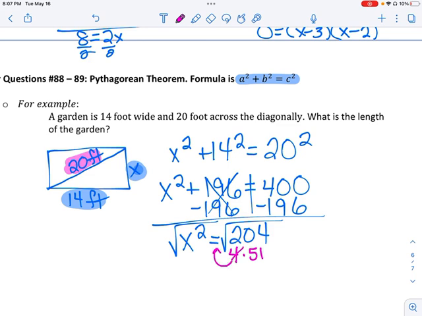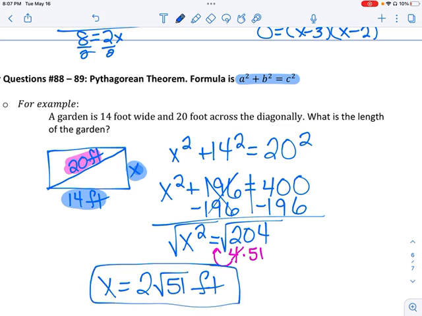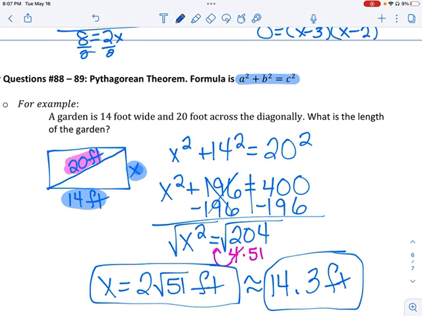So the square root of 4 comes out. So that's going to leave me x is equal to 2 square root of 51 feet. That is my exact answer if they want it as a radical. If they want it as a decimal, you would literally take this and you would say, what is the square root of 51 times 2? And that would get us 14.3 feet, rounded to the nearest tenth.